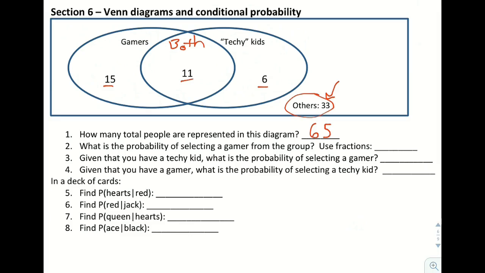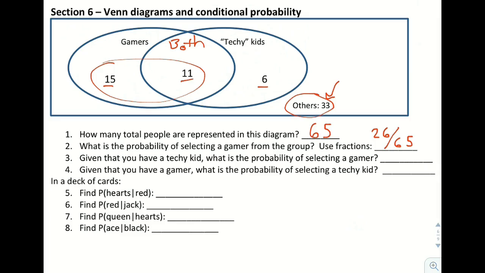What is the probability of selecting a gamer from the group? Use fractions. We just said it's not 15, but in fact 26 gamers that we have total. So the number of ways of succeeding at drawing a gamer would be 26. The total number of people we said was 65. So 26 out of 65 would be our fraction.